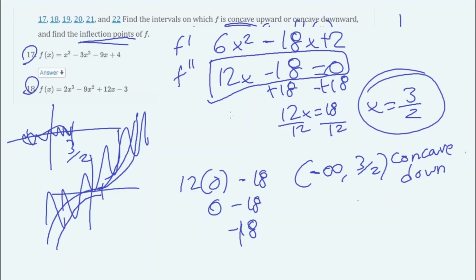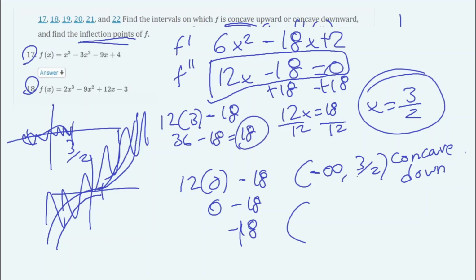And now let's find out where it's concave up, even though we kind of know that. So let's plug in a number to the right of 3 over 2. So let's plug in 3 into the second derivative. So if we plug in 3, we're going to have 12 times 3 minus 18. And 12 times 3 is 36 minus 18, which is going to be 18. 18 is a positive number, which means concave up. So we can conclude that from the interval of 3/2 to infinity, the function is going to be concave up.